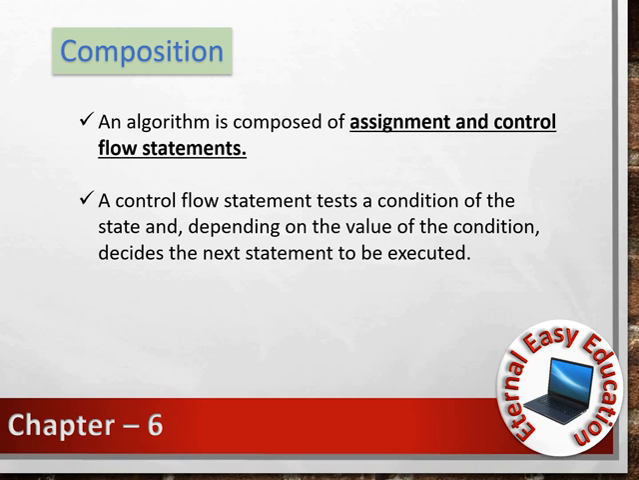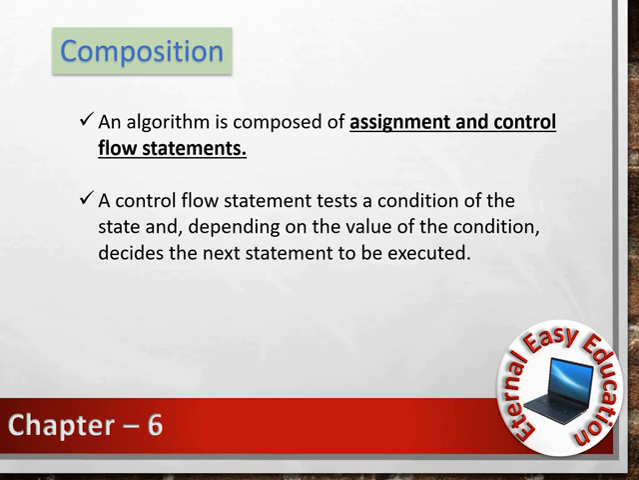What is composition? An algorithm is composed of assignment and control flow statements. Assignment here means giving a value to a variable. So what is a variable? What is a value? Value means the input and the output data. That is the value. Here, as I said in the previous video, the data are stored in a place with a name. That is the variable.